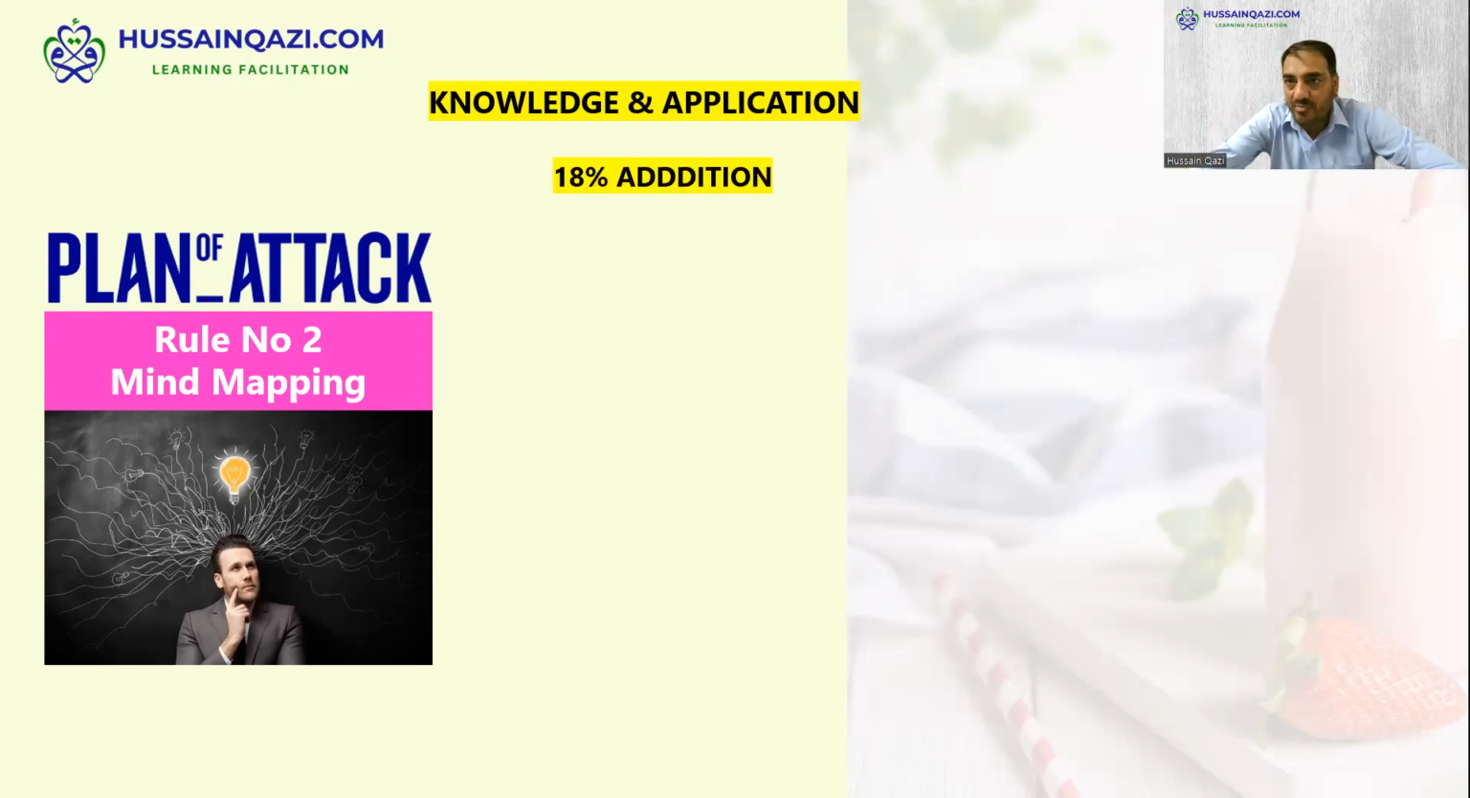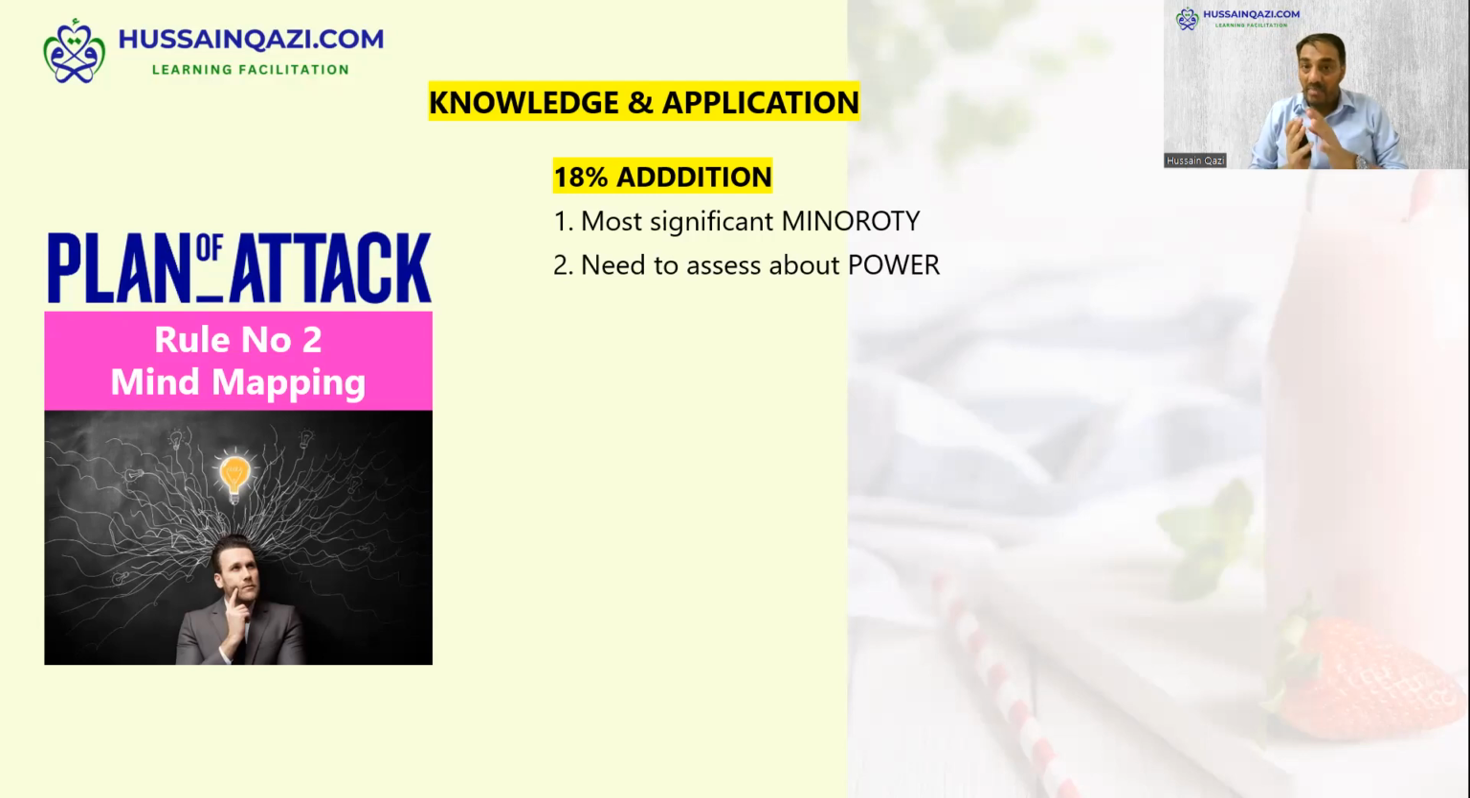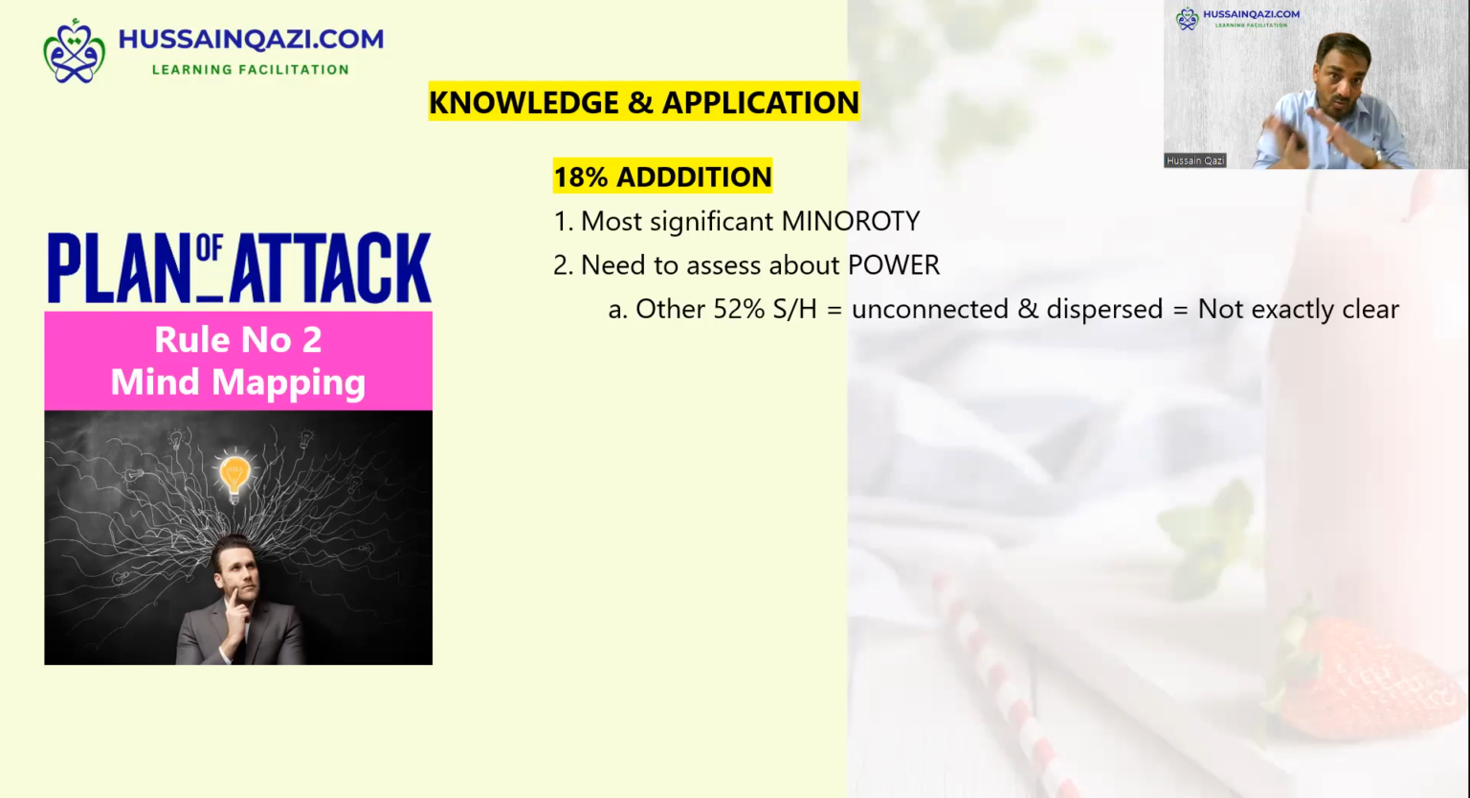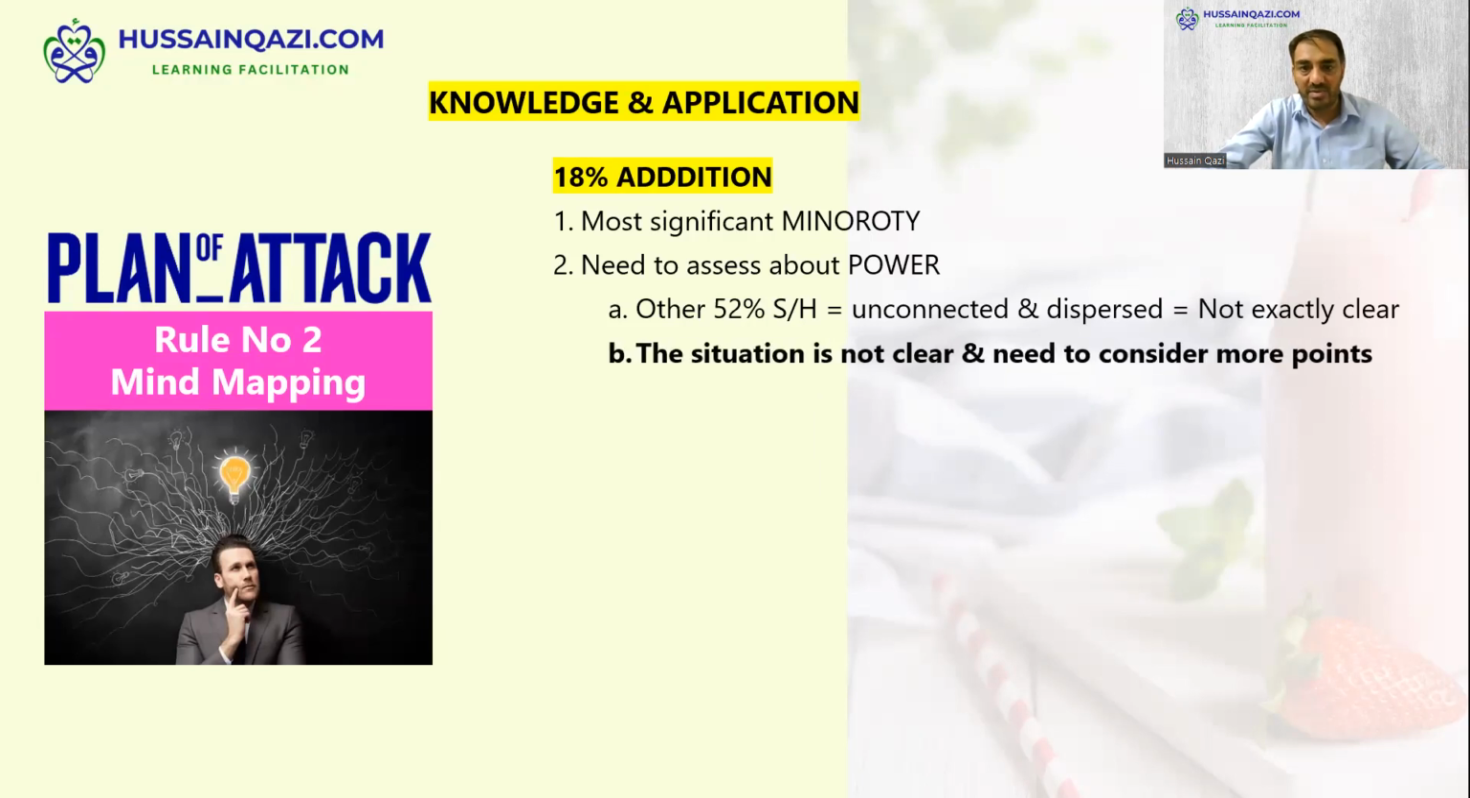One by one. First point, 18% addition. So you have to write the answer with the 18% addition. First, start with this. You will mention that yes, after the 18% addition, Chuckle becomes the most significant minority first, but we need to assess whether it gets the power or not. For the assessment of the power with only 18% addition, we need to consider the other 52% shareholders, whether they are unconnected or dispersed. In this case, that information is not much available, it's not clear exactly. So based on this 18% information, the situation is not clear, but we need to consider more points.